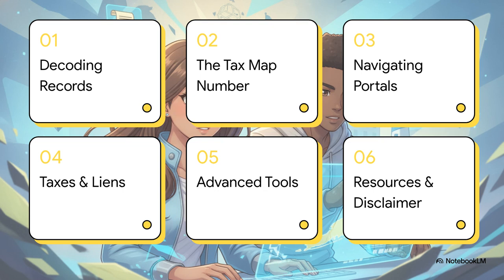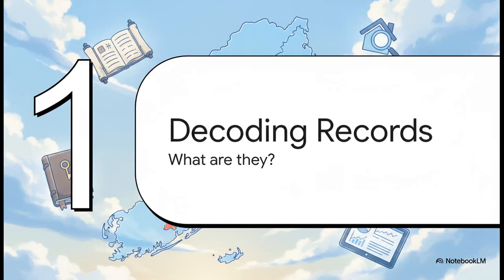So, here's our roadmap for today. First, we'll be decoding property records, then looking at the tax map number. After that, navigating portals, checking out taxes and liens, exploring advanced tools, and finally, wrapping up with resources and a quick disclaimer. All right, let's kick things off with Section 1, Decoding Property Records.